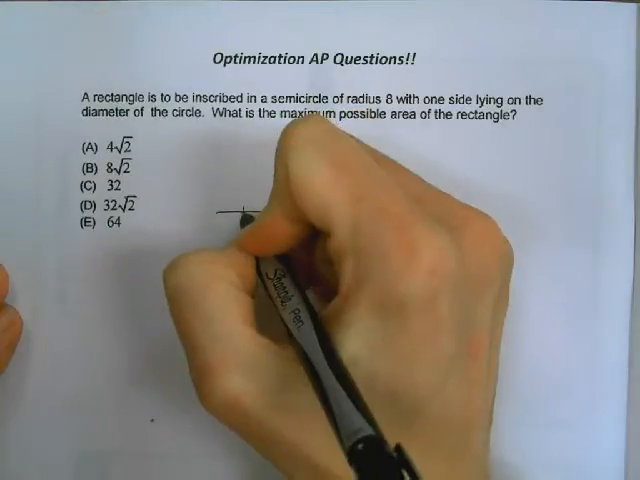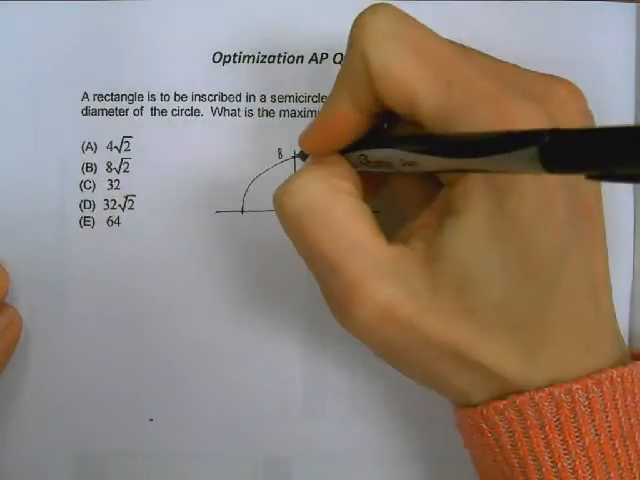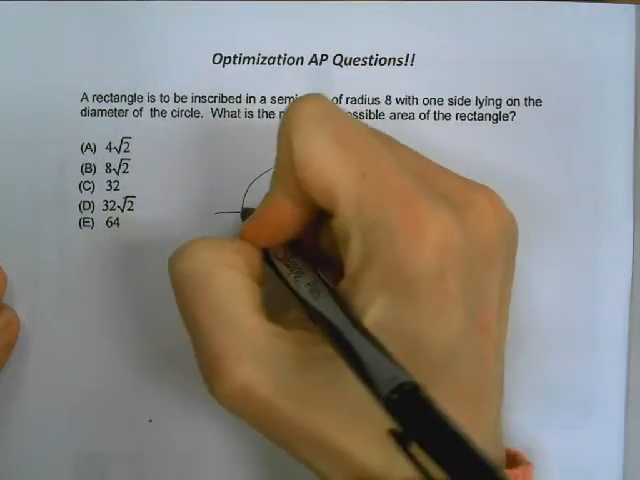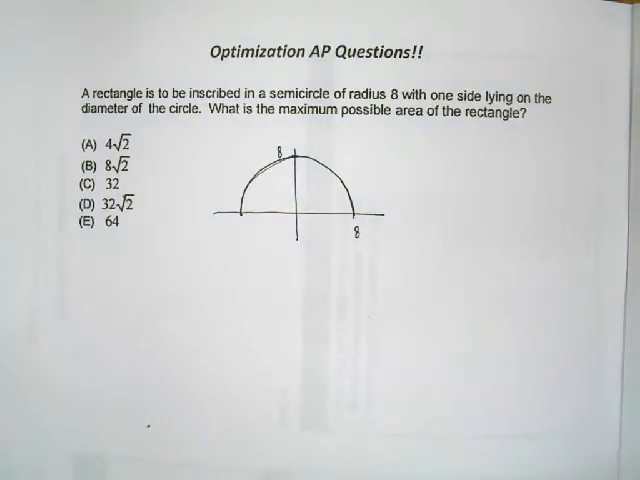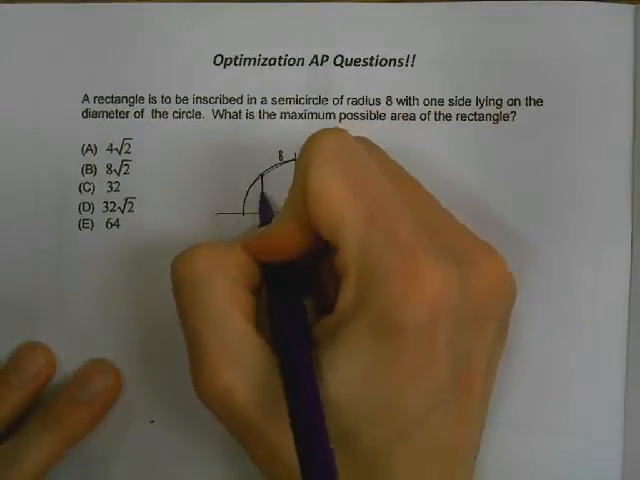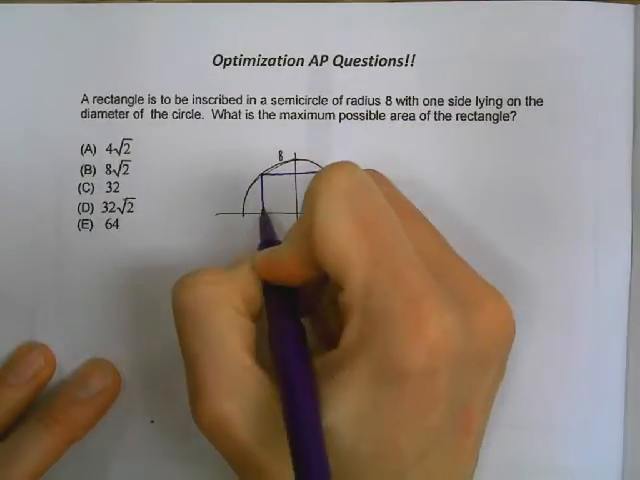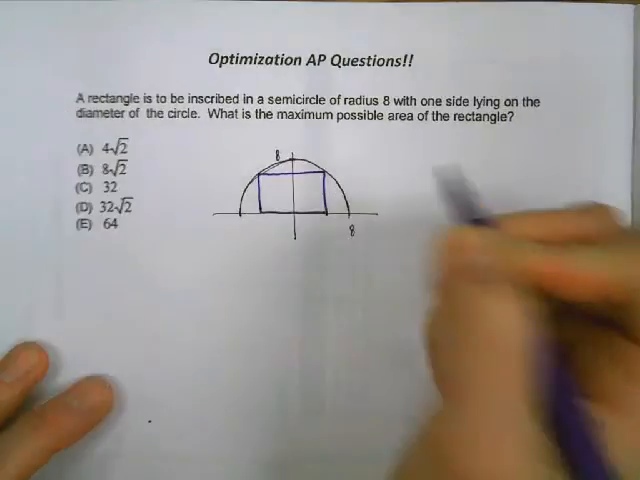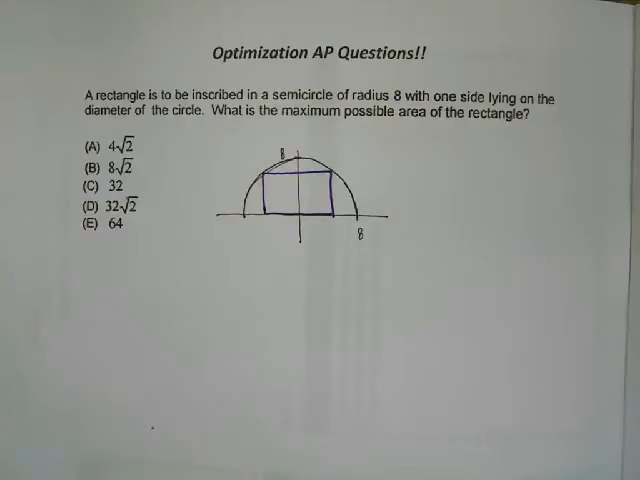And this will be 8, and I'm going to draw in my semicircle. Not great, but not too bad. Okay, so there we have our semicircle of radius 8, and what we want is a rectangle that's inscribed there. So that means the vertices are on the semicircle, and then again, that other side is on the diameter. And so we want to know what's the maximum possible area of the rectangle.